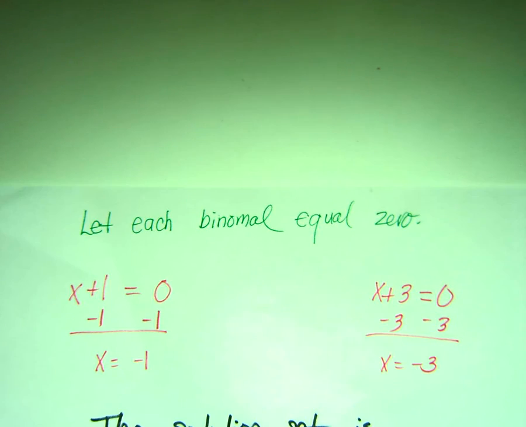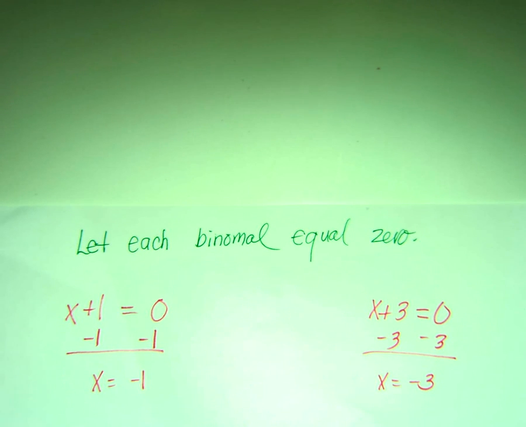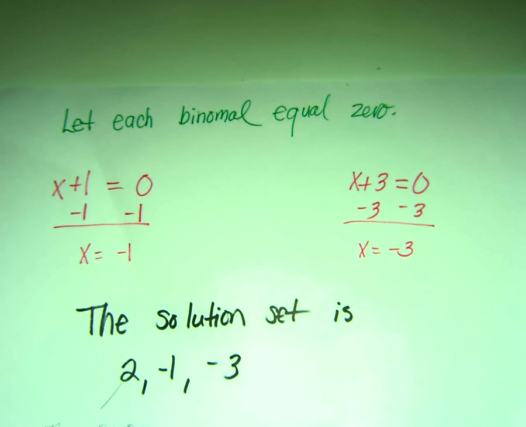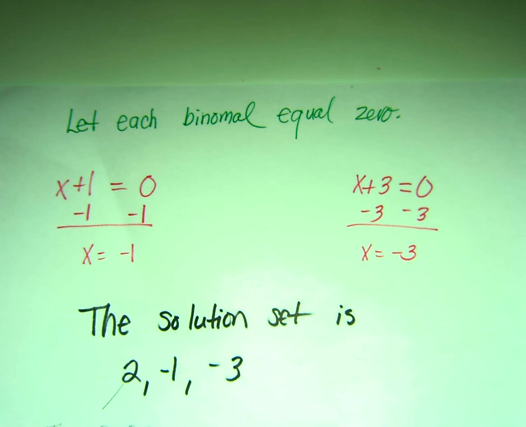But now we have to let each one of those binomials equal 0. So I have x plus 1 equals 0. Once we solve for x, that's -1. Then x plus 3 equals 0. Once you solve for x, you get x equals -3. Therefore, your solution set for your zeros is 2, -1, and -3. You see where the -1 and -3 come from, but remember, the 2 was a given.